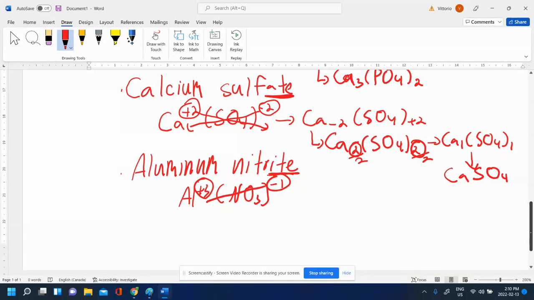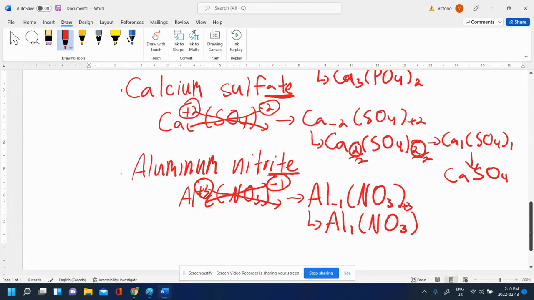Circle those charges, crisscross them, and you get Al minus 1, NO3, 3, plus 3. You can drop the signs, so Al1, NO3, 3. And since there's a 1 where the aluminum is, you don't have to write that 1 there anymore, and you can clean it up as Al, NO3, 3. You can't remove the bracket for the polyatomic ion because there's a number other than 1 on the outside, so you have to keep it as is. But you can remove the 1 from the aluminum since you don't need that 1 there anymore.